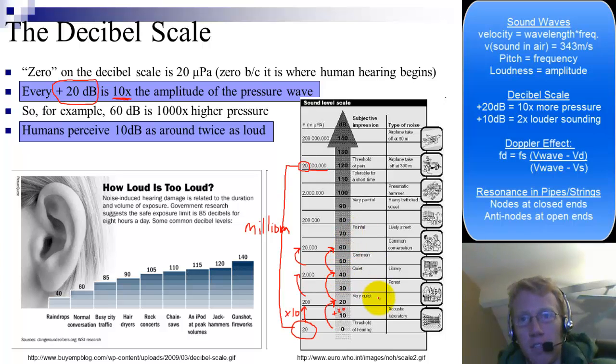So you can look at these different things. It's kind of cool to see what the different values are. This is kind of weird because it says painful at 70, very painful at 90, and then threshold of pain at 120. That doesn't really make sense. The threshold of pain means that's the border between pain and not pain. So you definitely have lots of pain up here. Maybe it's better to say the threshold of damage, long-term damage.